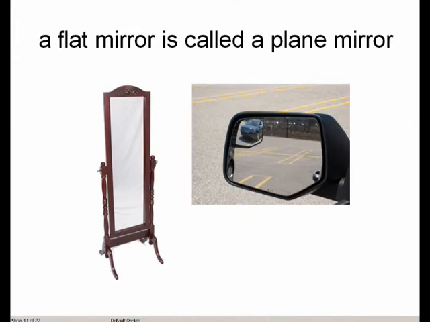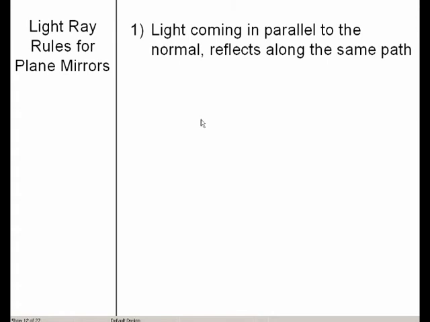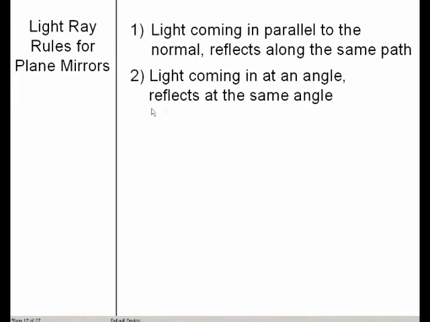A flat mirror is called a plane mirror. In physics, we call it a plane mirror. And we're going to write down some rules for drawing the light rays on the plane mirrors. The first rule says light coming in parallel to the normal reflects along the same path. The second rule says light coming in at an angle reflects at the same angle.